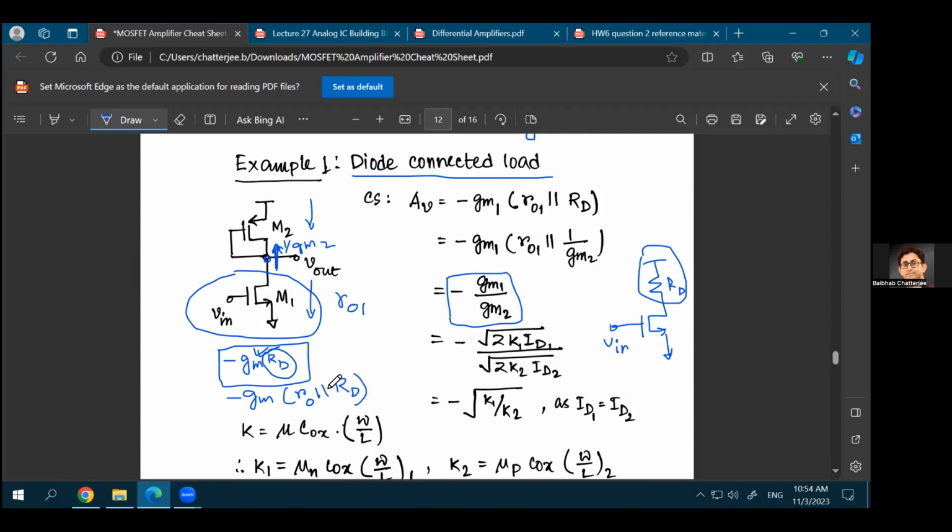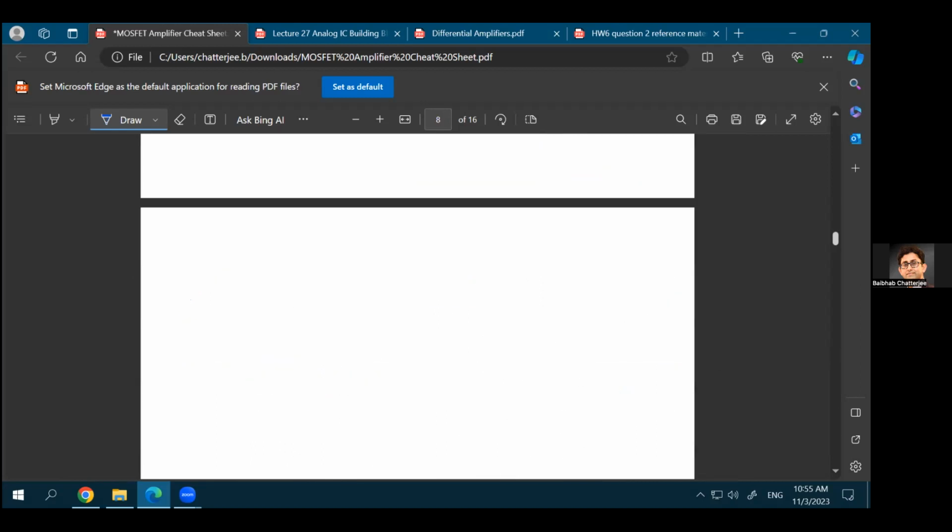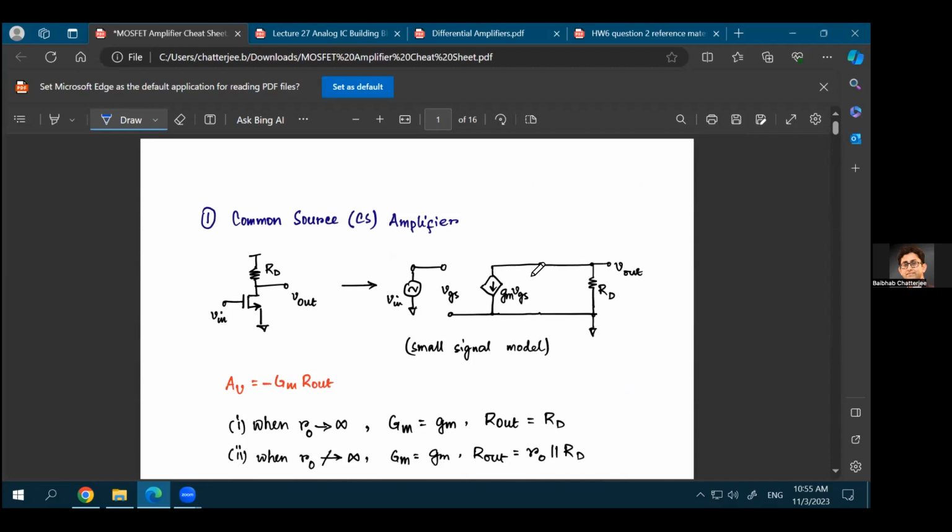Right? It's not just GM times RD. If you think about the small signal model, there was this RO resistance of the transistor. Again, if I can go back over here, the RO resistance of the transistor is something intrinsic to the transistor between the drain and the source, and the RD comes in parallel to that resistance, right? So effectively, it's RO in parallel with RD.